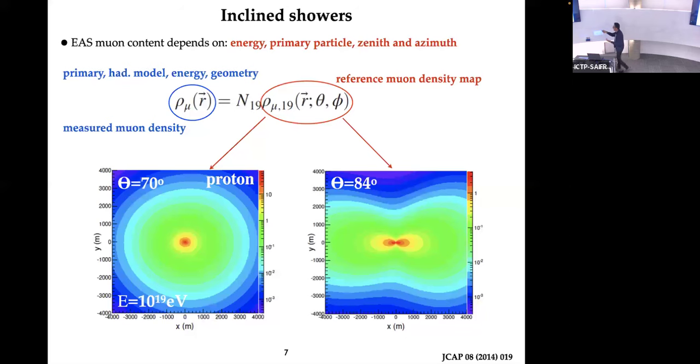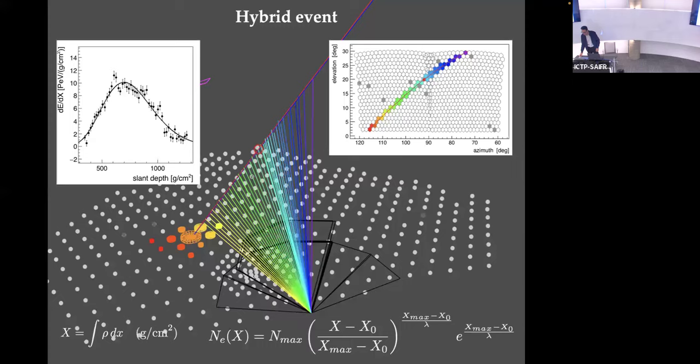And here the energy estimator is different. It's what we call N19, which is kind of a normalization for these 2D muon profiles at ground level. That's how we get the energy.